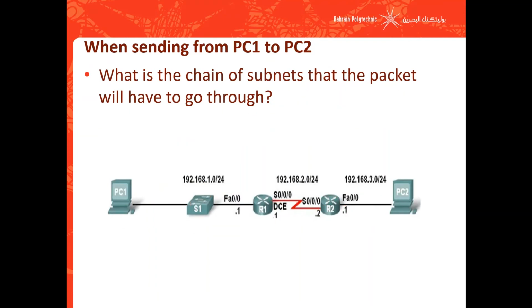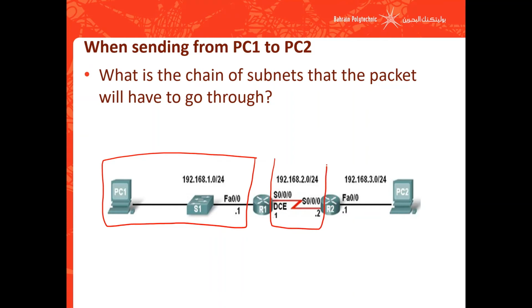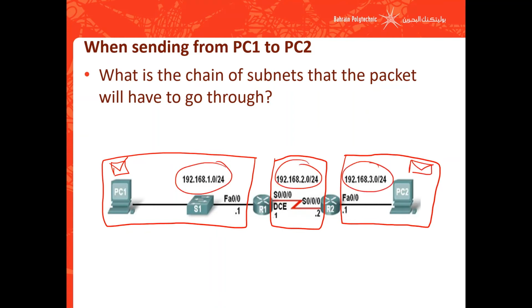Now, if we talk about the subnets that it needs to pass through, this particular network is in subnet 192.168.1.0. This connection is in the subnet 192.168.2.0. And then this particular network, or connections, are in 3.0. So basically you have 3 subnets that a packet from PC1 needs to pass through to get to PC2. So this is your first network, second, and then third.